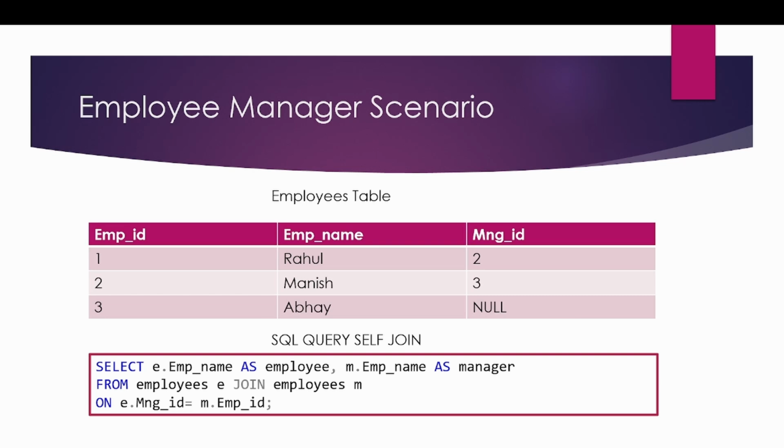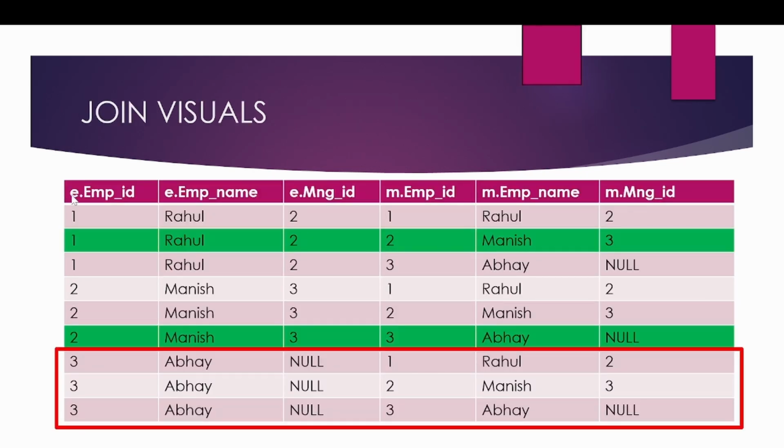So the first step is the same thing that I've shown here. In your mind, you can think something like this. The first three columns would be for employee, the next three columns would be for manager, and the same approach: take the first row, take all the rows of the table. Then take the second row, take all the rows from the table. Then take the third row and take all the rows from the table.